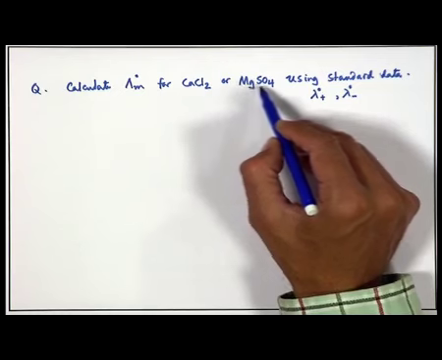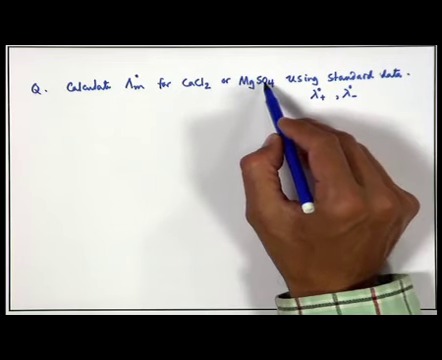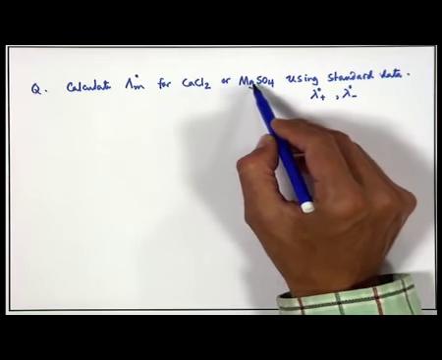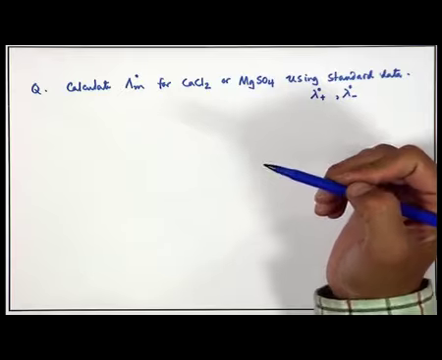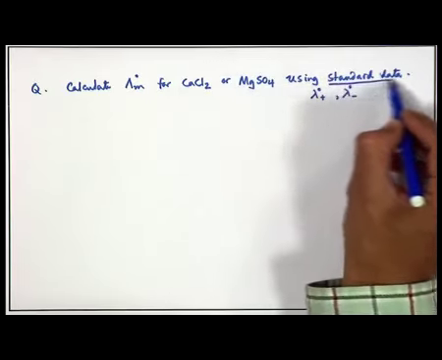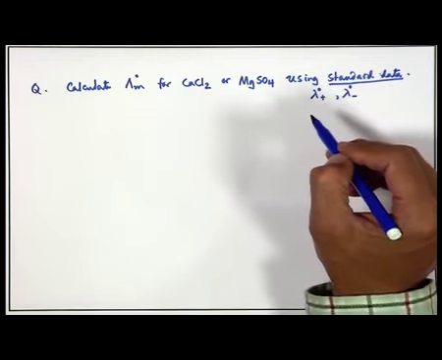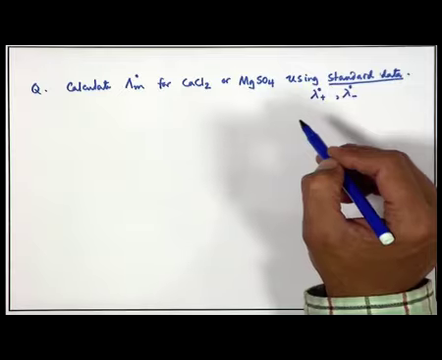Okay. Here it is just 1 positive and 1 negative. So, in that case the stoichiometric coefficients are basically 1. Okay. So, make use of this standard table or standard data, try to calculate this lambda m 0.